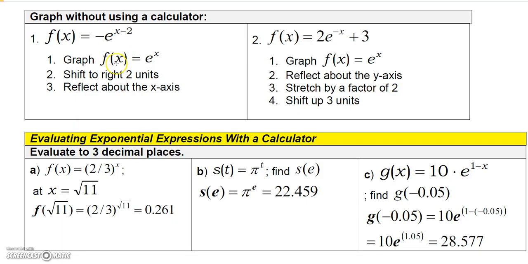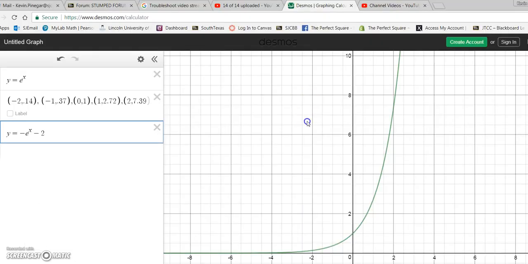And if you wanted to graph some variations of this function, like let's say you wanted to graph the function negative e^(x-2), well, since I'm replacing x with x minus 2, that would just shift the function to the right 2 units. And then the negative sign here would reflect it about the x-axis. And I can show you that on the graph here.